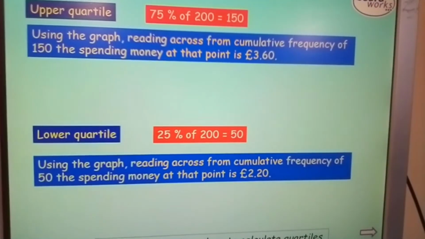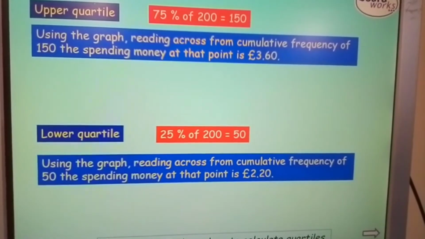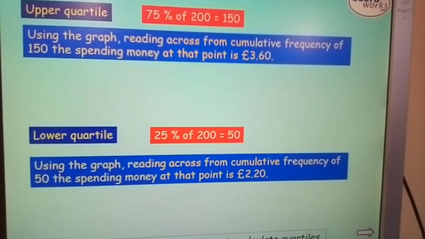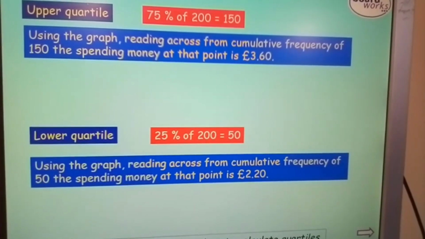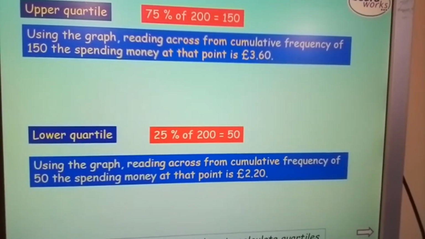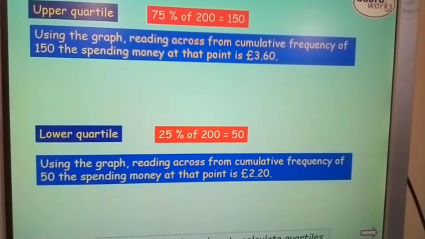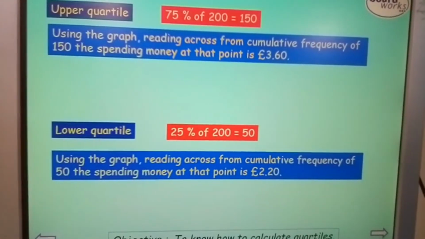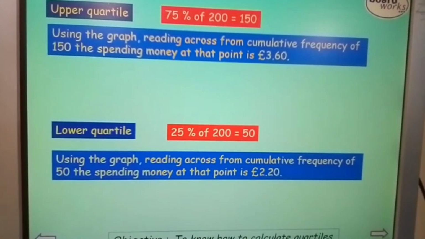Okay. Example: upper quartile, 75% of 200 equals 150. Using the graph reading across from cumulative frequency of 150, the spending money at that point is £3.60. Okay. Lower quartile, 25% of 200 equals 50. Using the graph reading across from cumulative frequency of 50, the spending money at that point is £2.20.